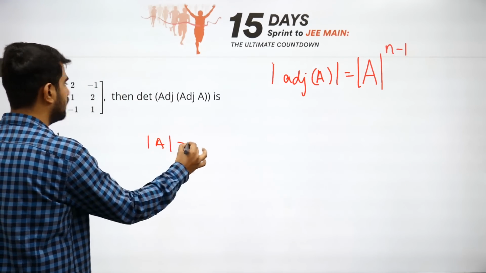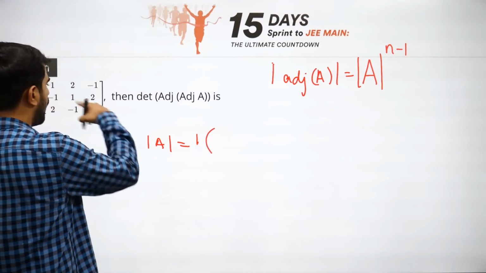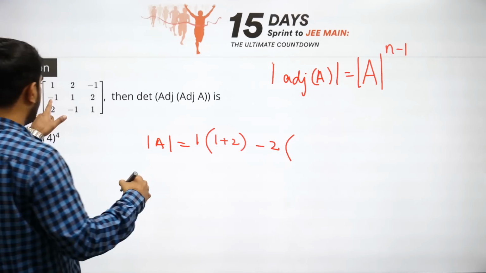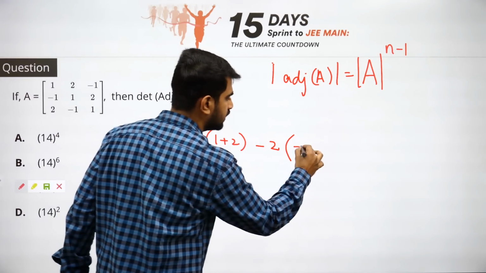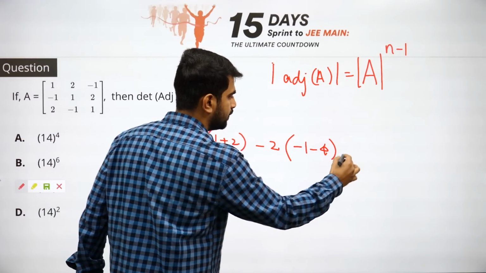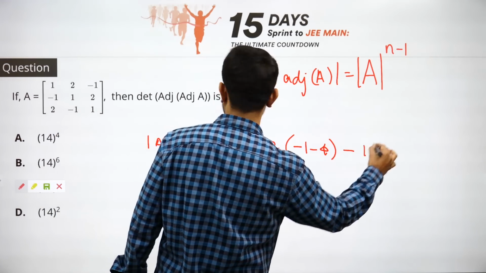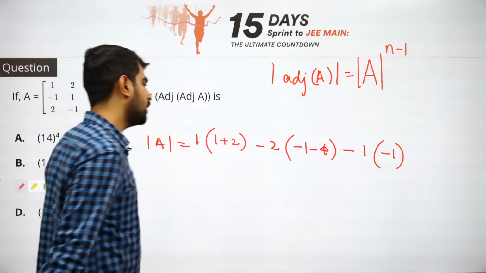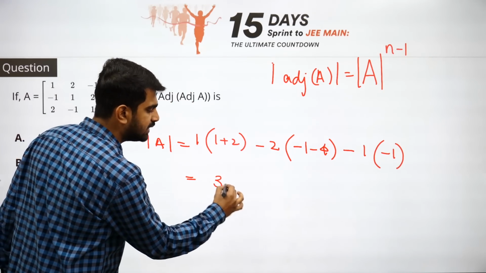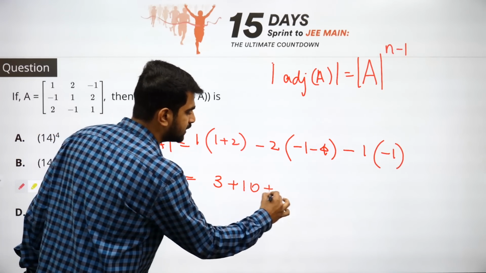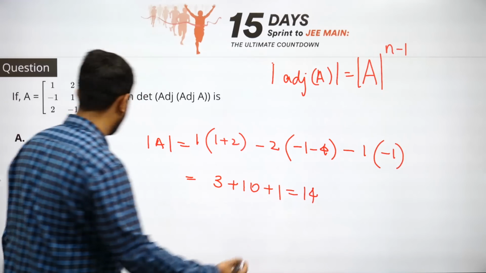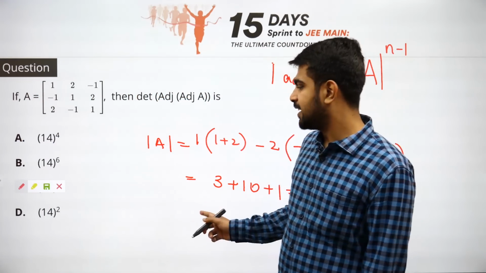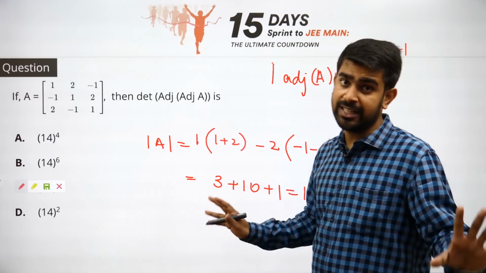Determinant of A is going to be 1 into 1 plus 2, minus 2 into minus 1 minus 4, minus of 1 times plus 1 minus 2. So it is going to be how much? Can you guys help me out? 3 plus 10 plus 1, which is equal to 14. And obviously, looking at the options, I feel what I got is perfectly correct.